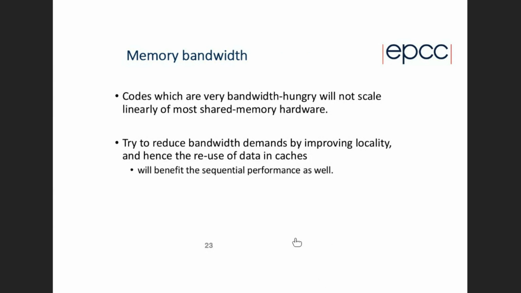The main message from this is really to do with memory bandwidth. Codes which are very memory bandwidth hungry will not scale linearly on most shared memory hardware. So what can you do about this? Well, it's really just a question of trying to reduce the bandwidth demands by improving locality, improving the reuse of data in caches. That should benefit your sequential performance as well, but it's particularly important for multi-threaded code.